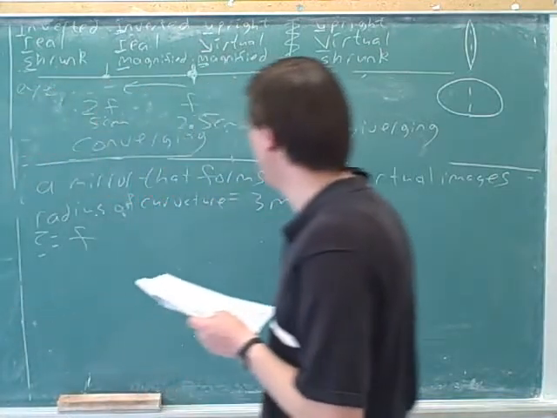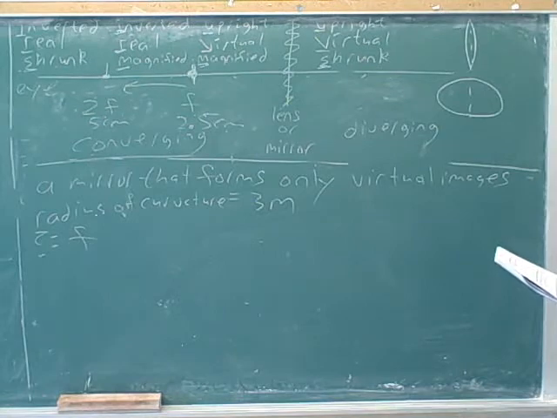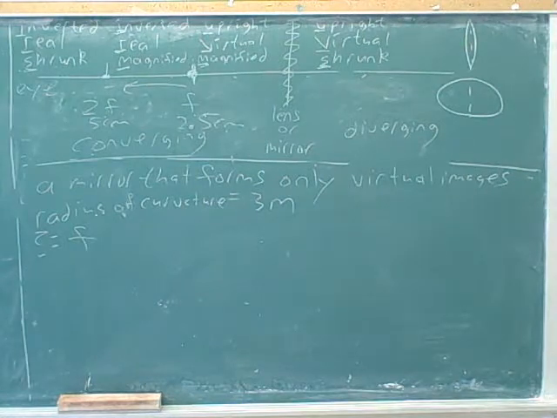Let's find the focal length. A mirror that forms only virtual images, the radius of curvature is 3 meters. Let's find the focal length. So, can we use that equation since it's in here? Okay. Yeah, sounds good. R equals 2F.